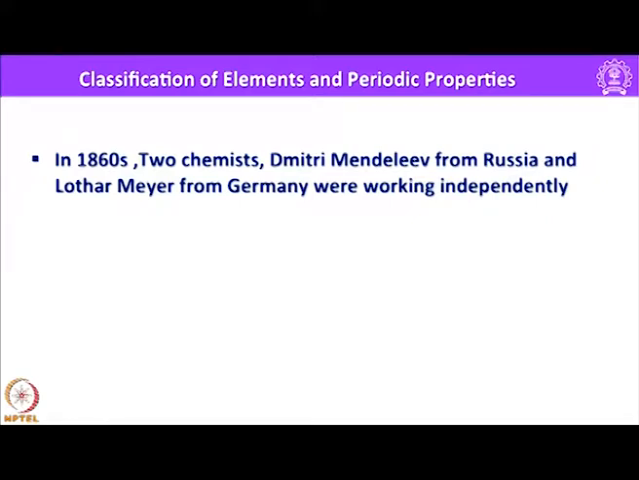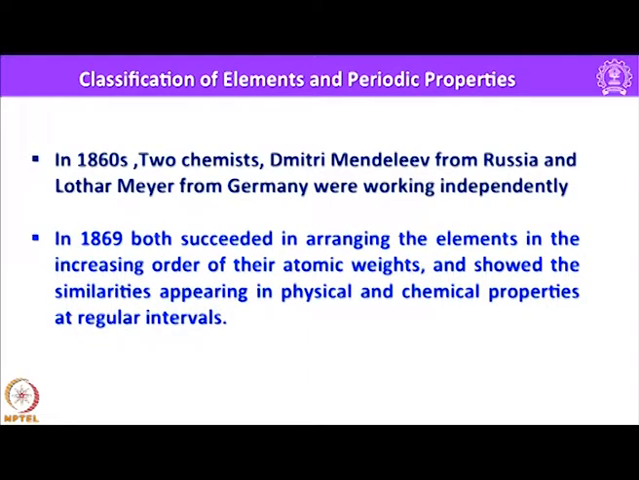In the 1860s, two chemists, one from Russia and one from Germany, that is Dmitry Mendeleev from Russia and Lothar Meyer from Germany, started working independently to come up with a definite organized system to include all known elements in some order. And in 1869, in fact, both of them succeeded in arranging the elements in the increasing order of their atomic weight and showed the similarities appearing in physical and chemical properties at regular intervals.